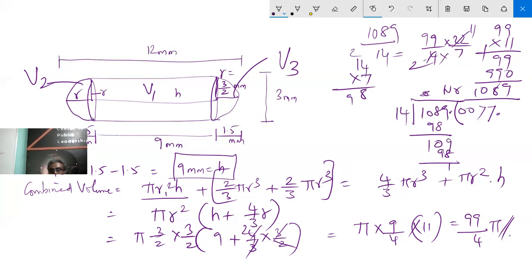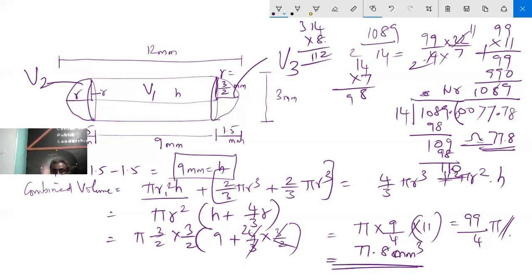Then 11 remains. So bring down 0, 110. In 110 also it will go, 14 into 8 is 112. Just like that, actually 77.78. If you round it off, it becomes 77.8. So 99 by 4 pi is equal to 77.8 millimeter cube. That's the answer.